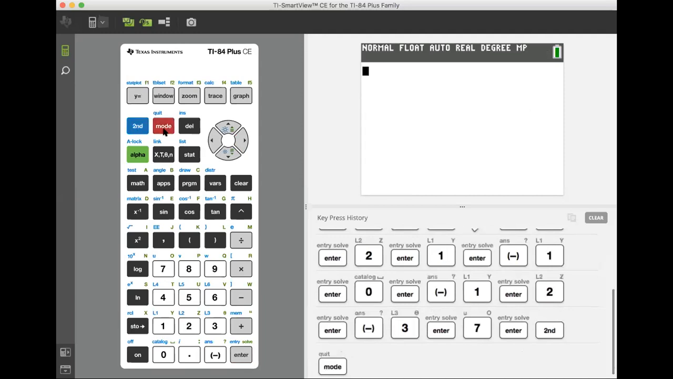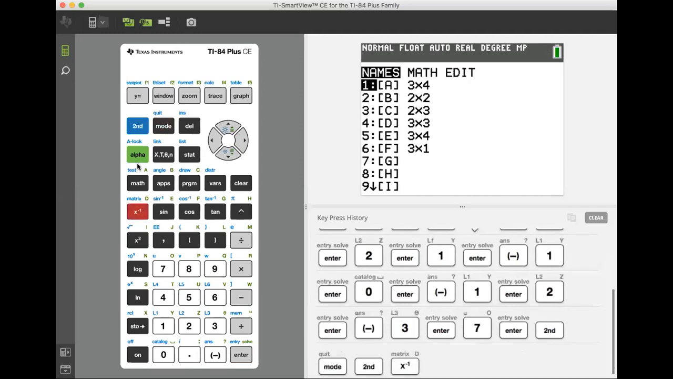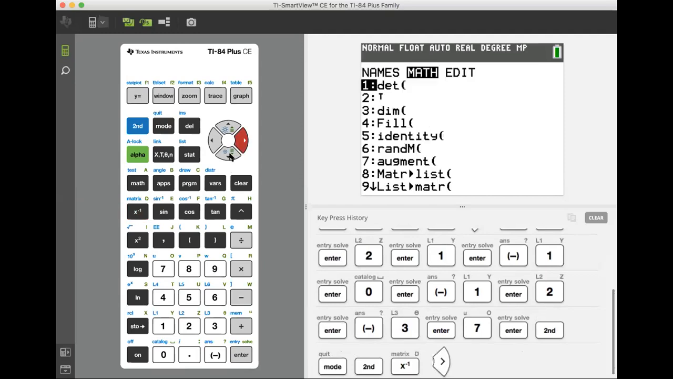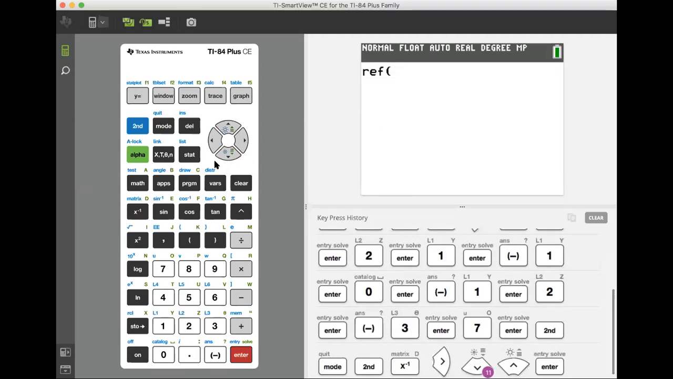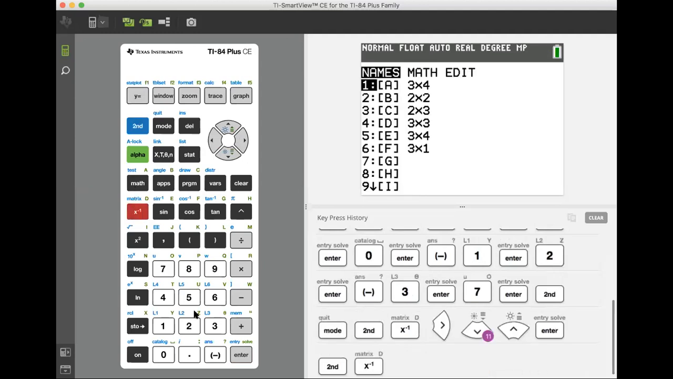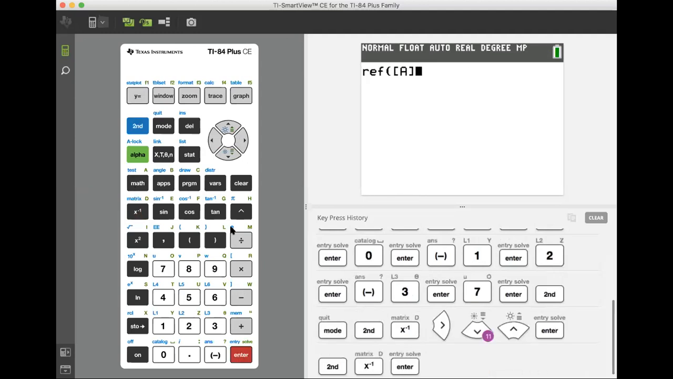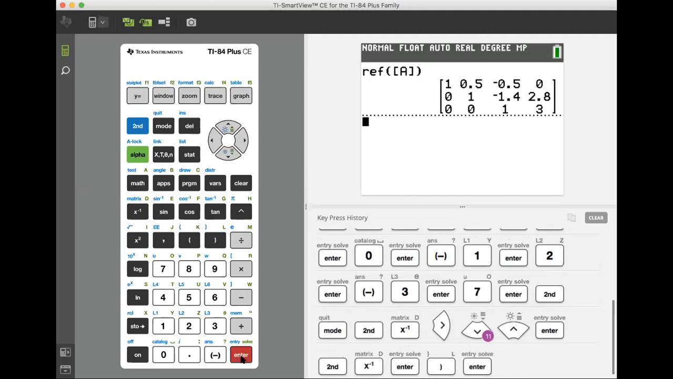So now I'm going to quit out of here, and I'm going to go to the matrix, second, x to the negative first, and I'm going to go to the math column. That's where I told you DET was yesterday, the determinant. If you scroll down to A and B, REF and RREF. We literally just talked about those, and I said this one I want to be an REF. So I'm going to click on that. I want it to be done for matrix A, so I'm going to go back, and under the names category, I'm going to press A, and then I'm going to press enter. And it gives me this matrix right here.